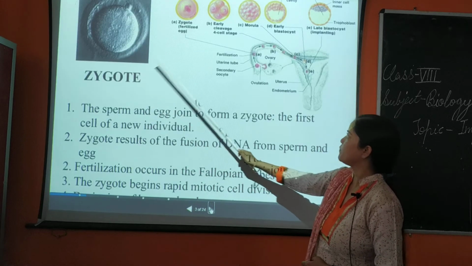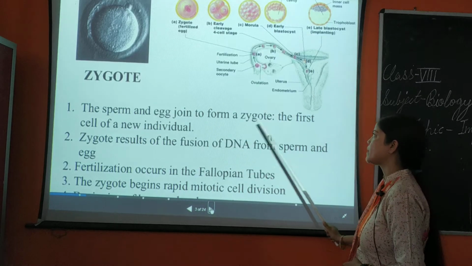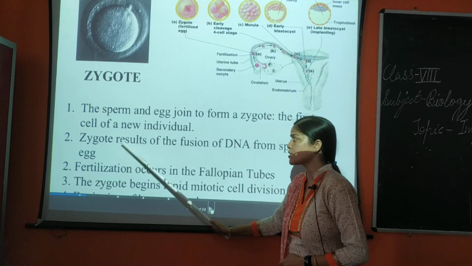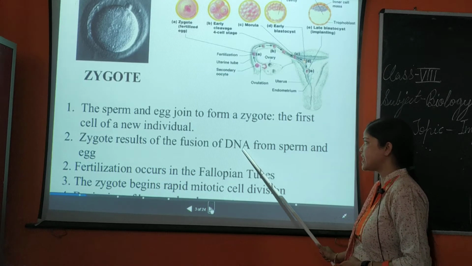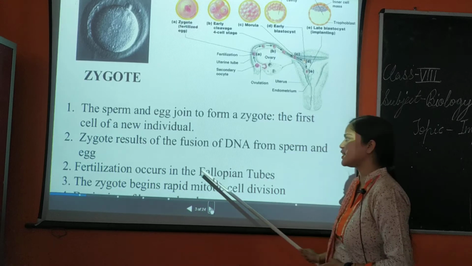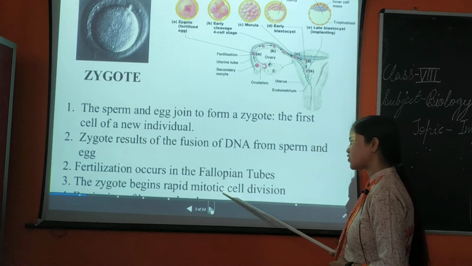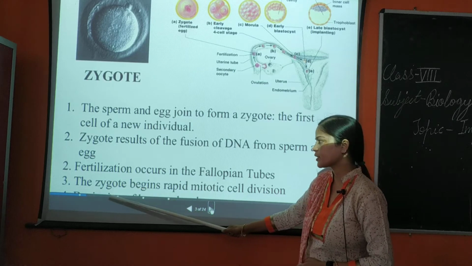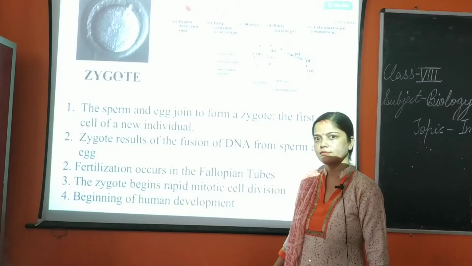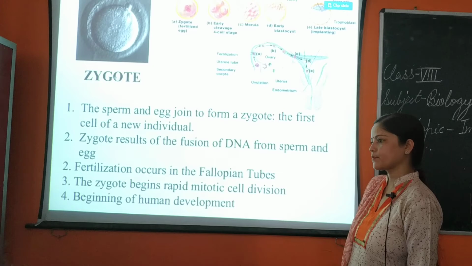Now the zygote. The sperm and egg join to form a zygote, the first cell of a new individual. Zygote results of the fusion of DNA from sperm and egg. Fertilization occurs in the fallopian tubes. The zygote begins rapid mitotic cell division, the beginning of human development.